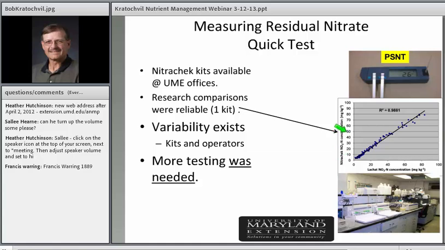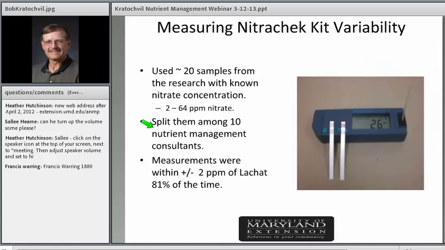On this axis, we have the nitrate kit concentrations, and you can see that they follow almost a perfect line. We had an R squared of 0.98, which is nearly as good as you can get. However, we also realized that there was variability in kits, and more so probably in operators that are using those kits. So we did more testing to see how much the variability would be in these nitrate kits.